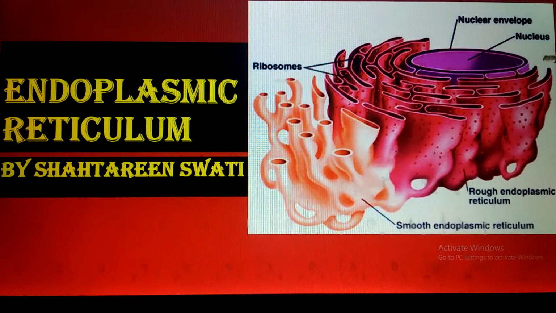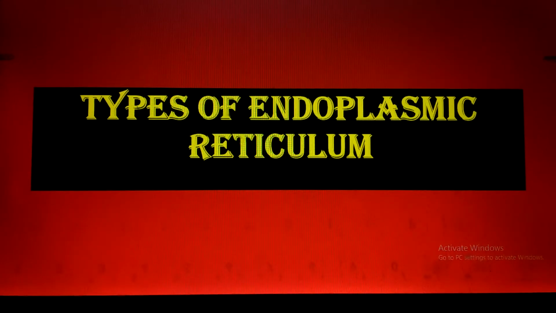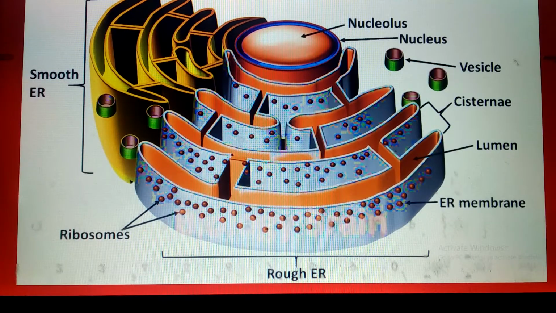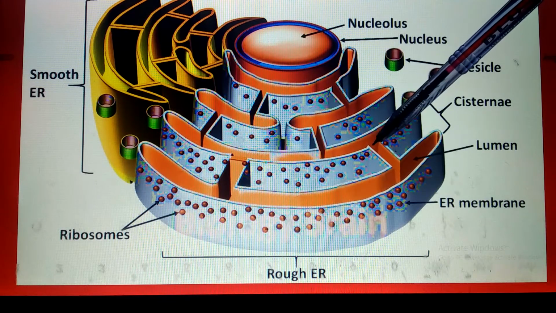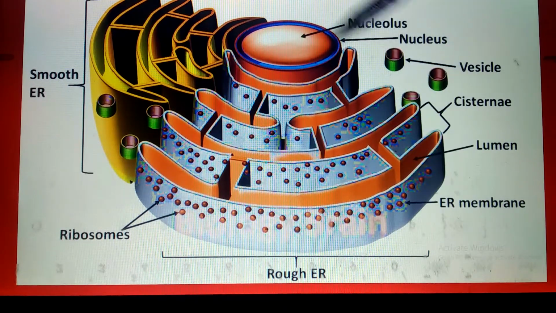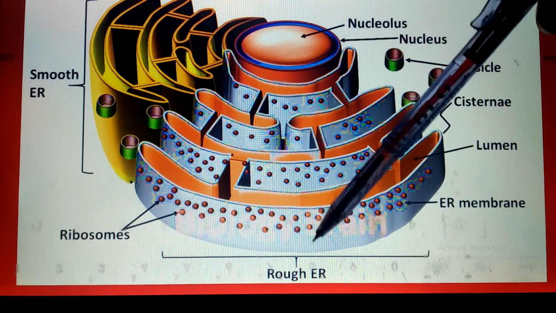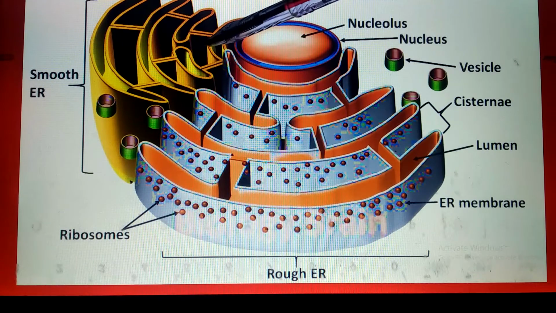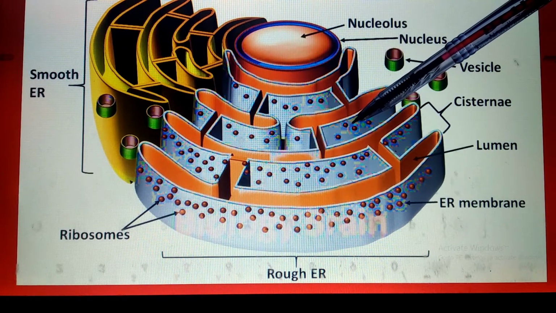Now I'm starting my lecture about the types of endoplasmic reticulum. But before discussing the types, I will give you some information and show you the structure of the endoplasmic reticulum. As you can see here, the endoplasmic reticulum has two types: smooth endoplasmic reticulum and rough endoplasmic reticulum. The endoplasmic reticulum is a network of channels in the cytoplasm which spreads from the nuclear membrane to the cell membrane. One type is known as the smooth type and the other is known as the rough type.